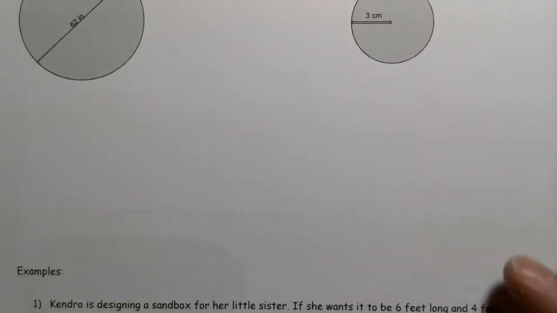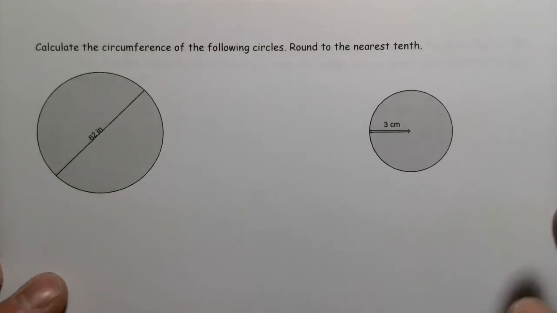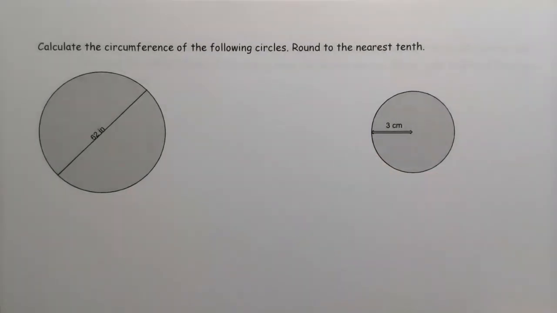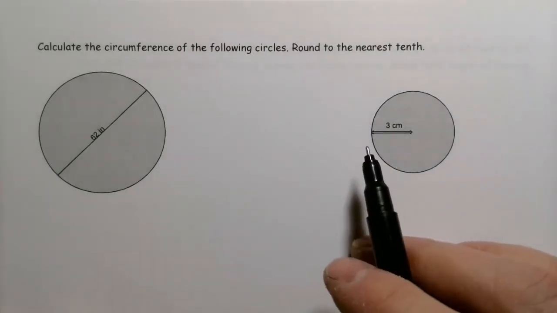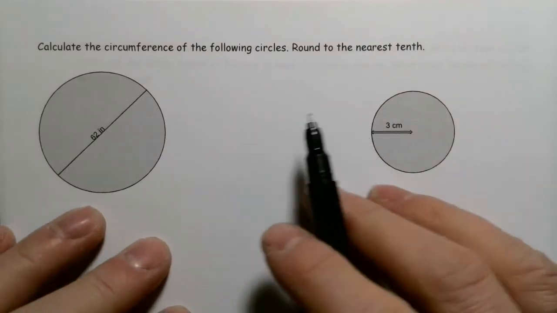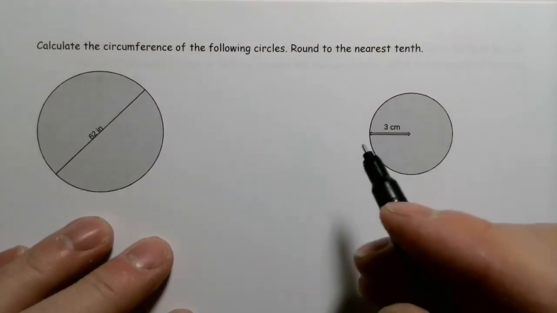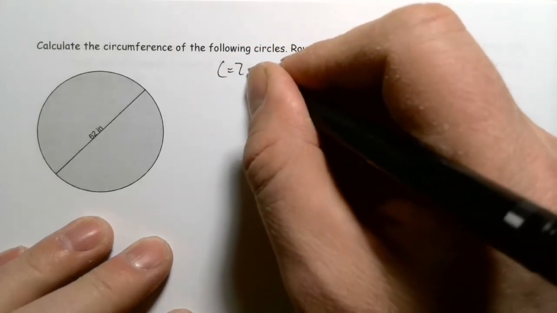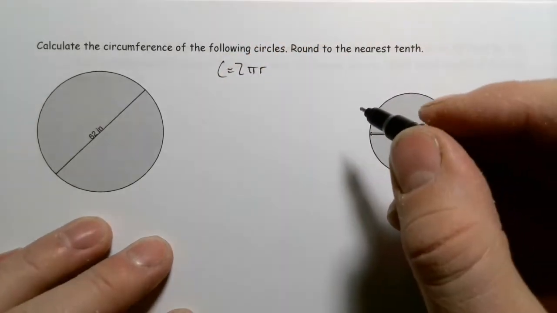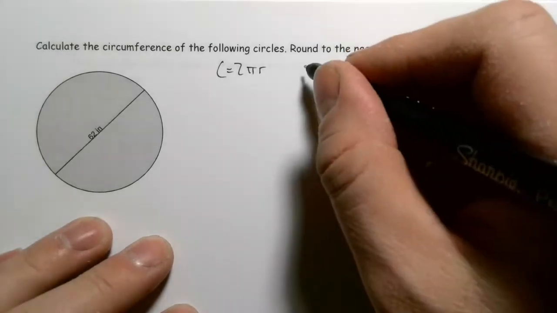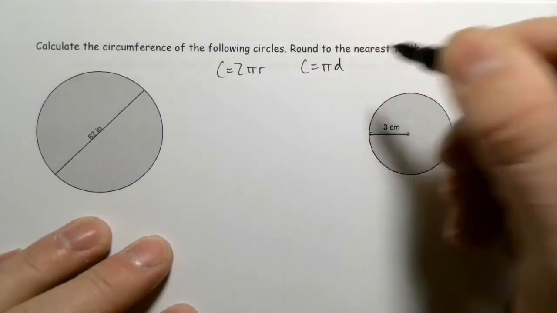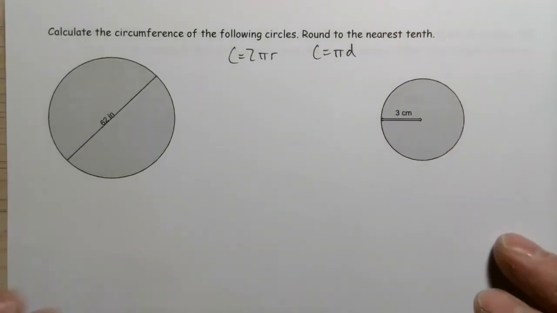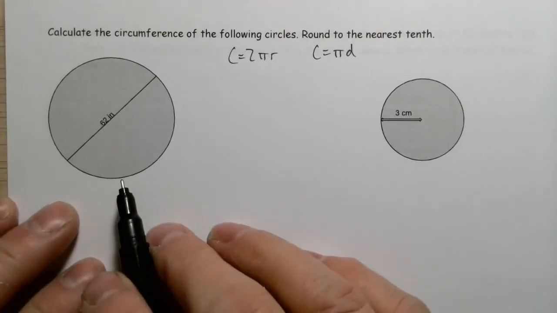Now, we've already taken a quick look at calculating the circumference, at least before we got into the examples, we started to look at some of the examples here. And remember that my formulas are this: 2 pi r, which is probably the more popular one, honestly. Or the circumference is just pi times the diameter. So let's take a look at these couple of examples here.